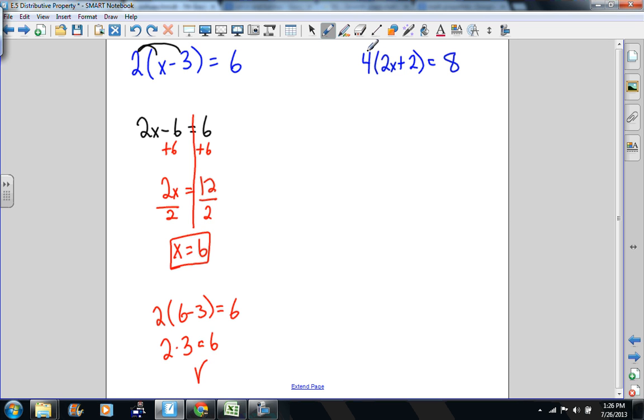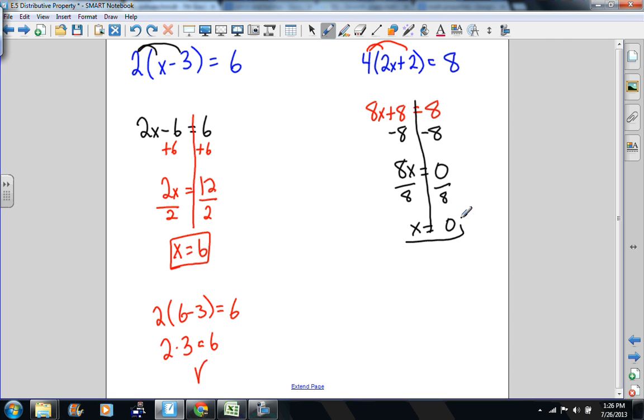Over here on the right, same idea. We distribute first. So we get 8x plus 8 is equal to 8. Lots of 8s here. Now we solve. So we subtract 8. We get 8x equals 0. We divide by 8. So x equals 0.